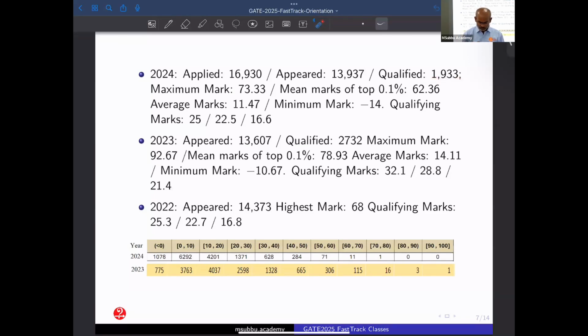Yeah, the maximum mark last year. Of course, last year's questions were relatively tougher in comparison to previous years. Still, the maximum mark was a good number, around 73. And even a minimum mark of minus 14 happened. Even among these 14,000, you can see about 1,000, around 7-8 percent, are below zero, which means because of the negative marking, they have a negative score.